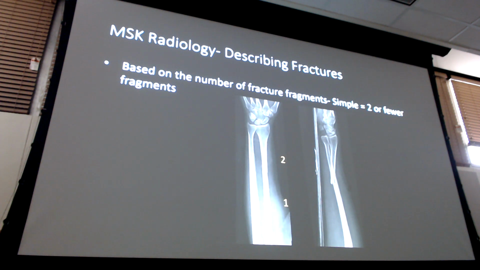Simple mid-shaft radial fracture. I'm not going to talk about the direction of the fracture yet because we haven't quite gotten into there. But this is a simple fracture if it's two pieces or less. How can I have less than two pieces in a fracture? It's incomplete. Good, yes. It's incomplete. It's pediatric, right? Those green sticks, those toruses, those are one-piece fractures. The bone is still one piece. It just has a fracture in it, so that's incomplete. So two or less is simple.